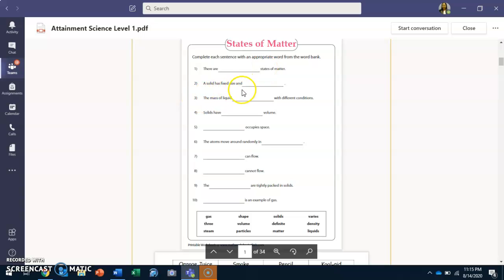A solid has fixed size and what does it have? Fixed size and, so fill in the blank with the correct answer. The mass of liquid blank with different conditions. The mass of liquid. So answer it to the best of your ability. And then number 4, solids have blank volume.